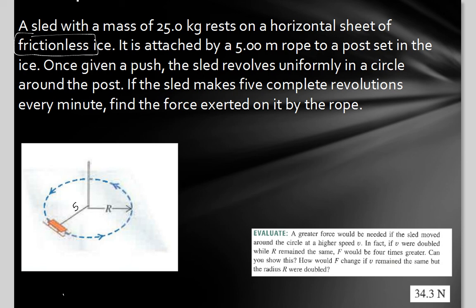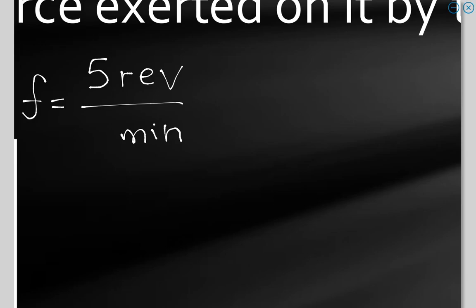So we can deal with that first. 5 revolutions every minute. One of the hardest things in uniform circular motion is deciding whether the time given is a frequency or a period. So this 5 revolutions per minute is a frequency because the time is in the denominator. That's crucial. So essentially you're doing 5 revolutions every 60 seconds.